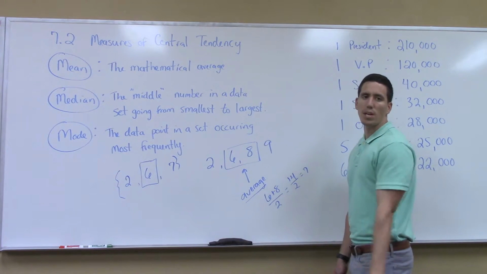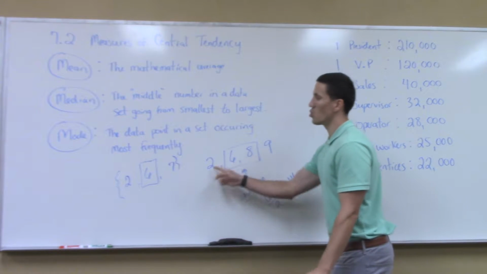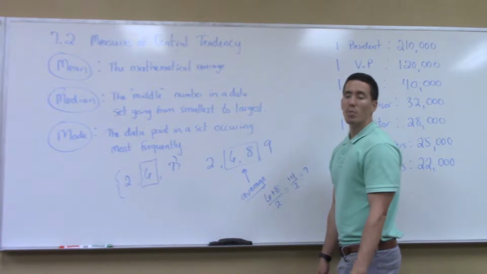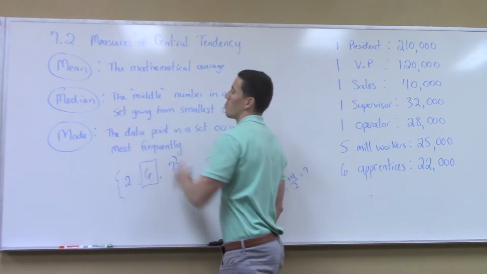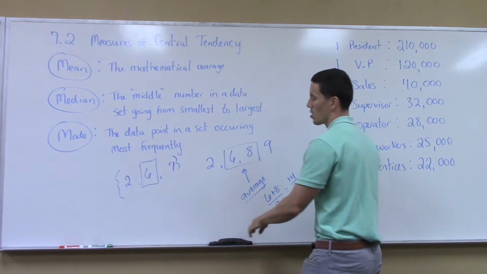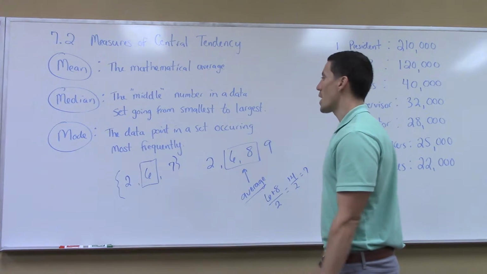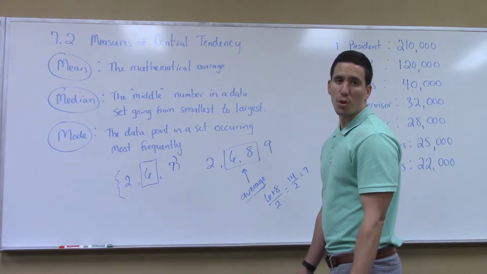So it's worth noting in this case that the median, 7, is actually a number that doesn't show up in the data set. So again, to recap, the median is the middle number in a data set when you're organized from smallest to largest. The third and easiest to understand, the mode, is just the data point in a set that occurs the most frequently.